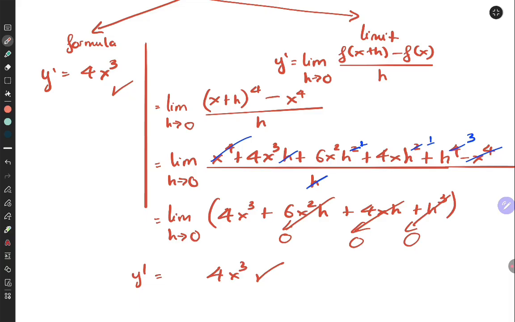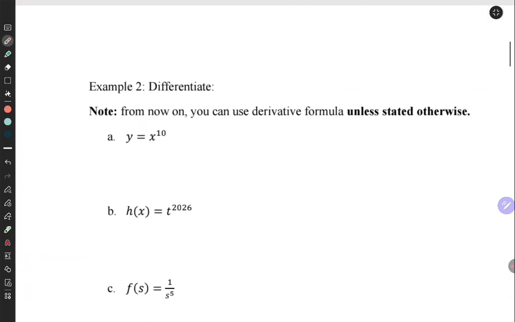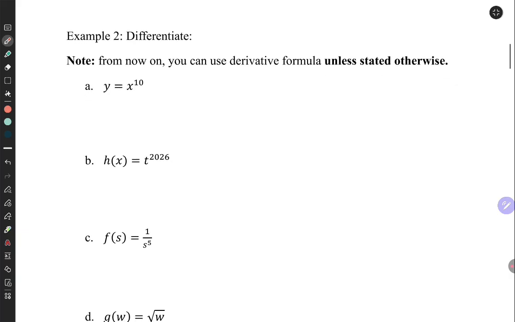Again, one more time. It's not that simple, right? Here to here is this thing. Right now you're using the result. You bypass the limit and get to the answer by formula. Okay, any question? Differentiate. From now on, you can use the derivative formula unless stated otherwise. Unless I say use the limit definition, then use the derivative formula.